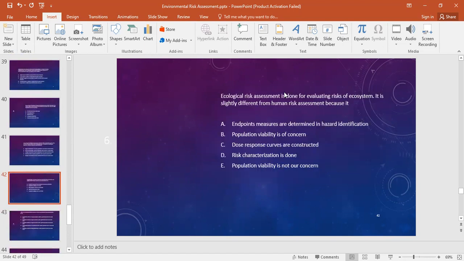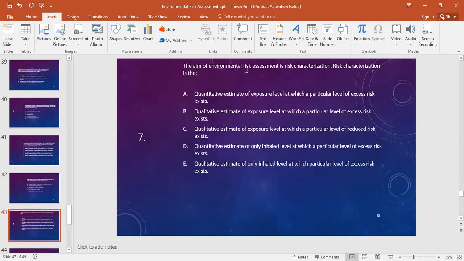Ecological risk assessment is done for evaluating risk of ecosystem. It is slightly different from human risk assessment because its endpoints measure are determined in hazard identification. Population viability is of concern. Dose response curve are constructed. Risk characterization is done. Population viability is not our concern. B. B is the right answer because there is ecological risk assessment, so population viability is our concern.